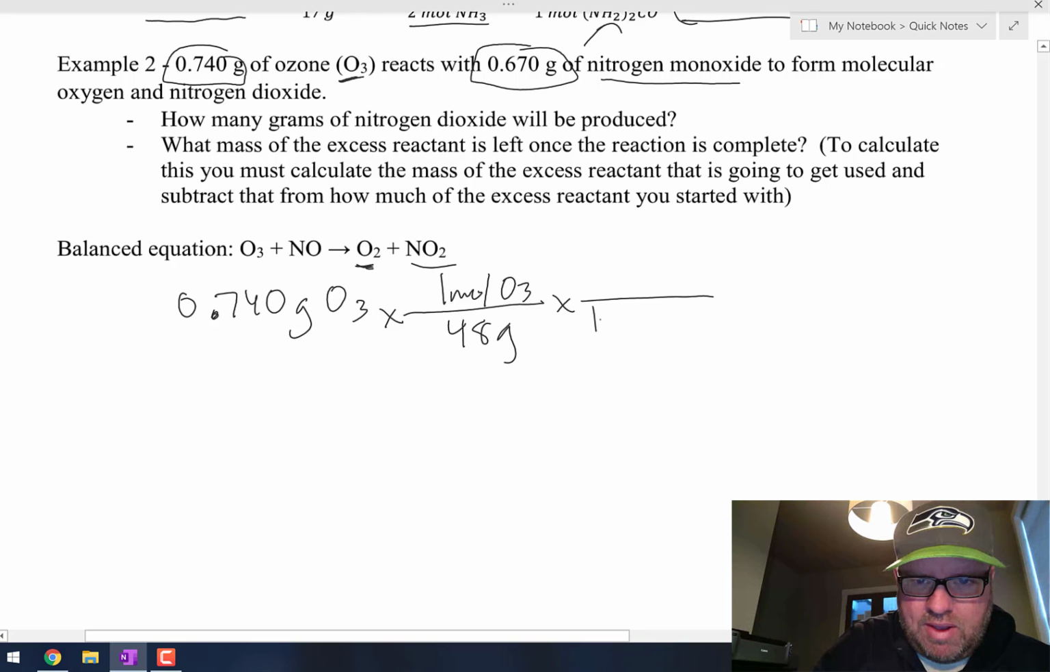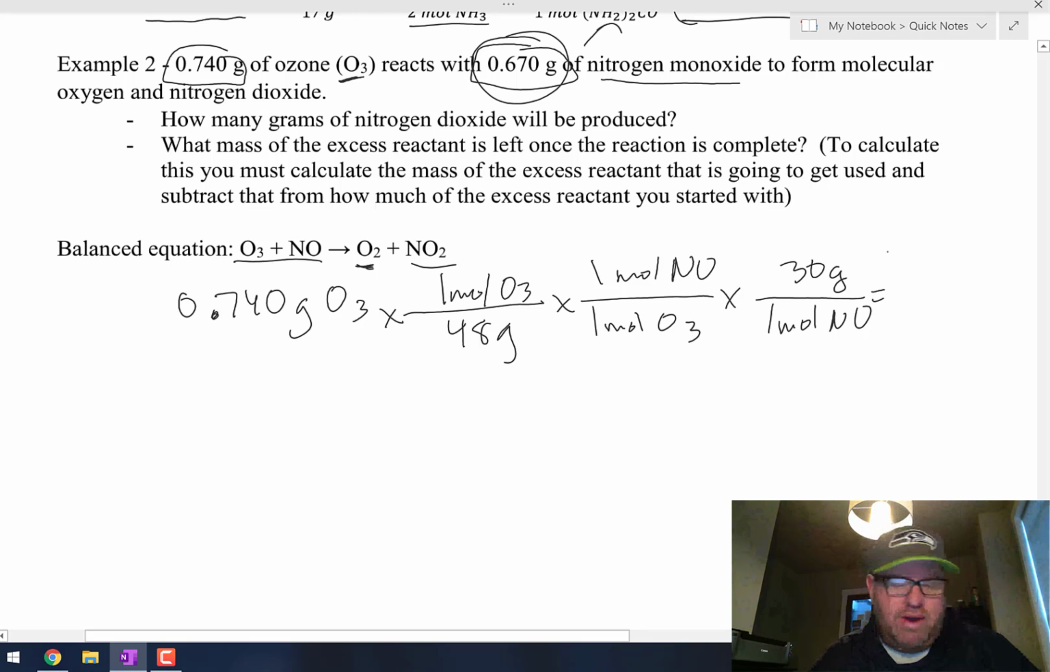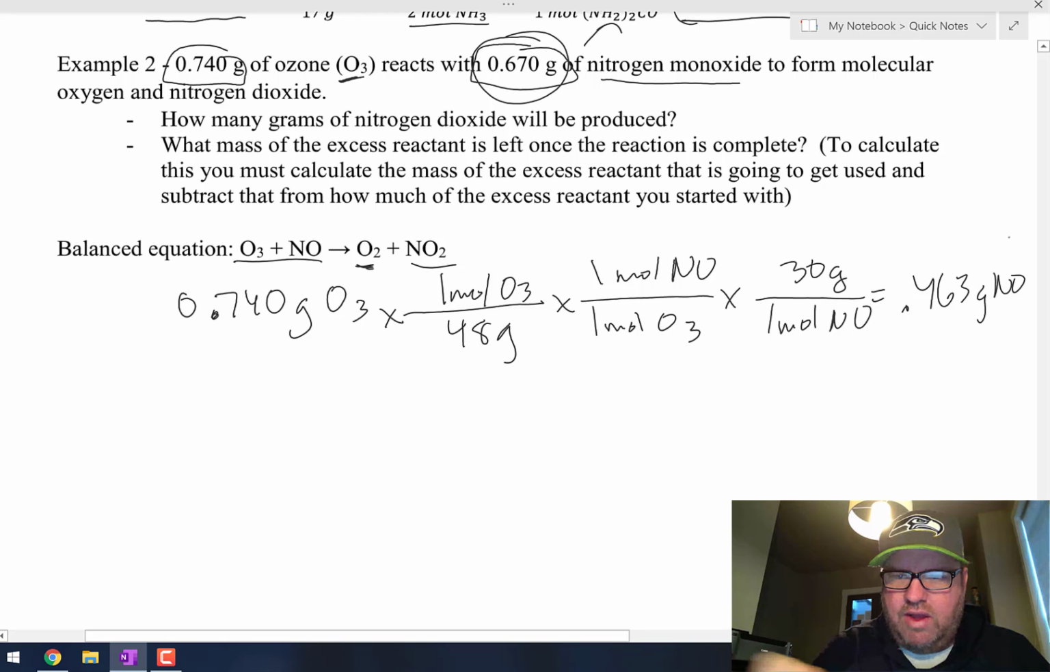And then from my balanced equation, 1 mole of O3 reacts with 1 mole of NO. And remember, I could have started with this one as well, just like in that previous problem. And then 1 mole of NO has a molar mass of 30 grams. So now I go to my calculator, 0.740 divided by 48 times 30 equals 0.463 grams of NO.